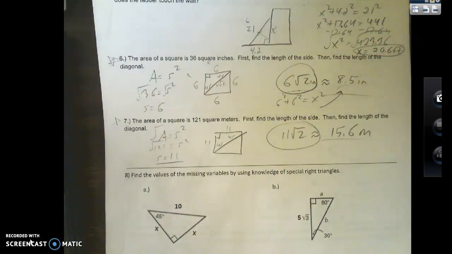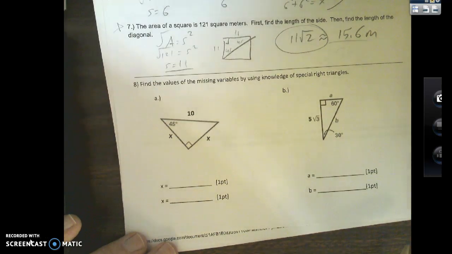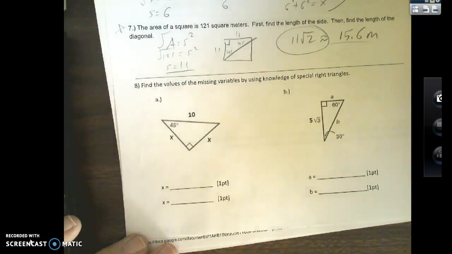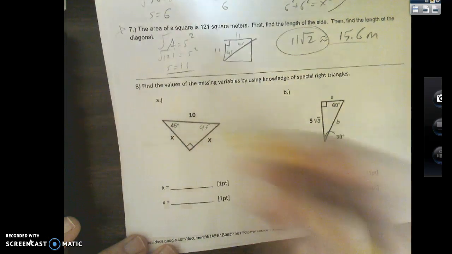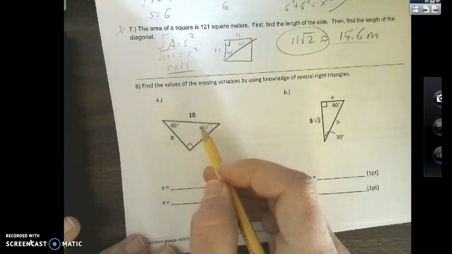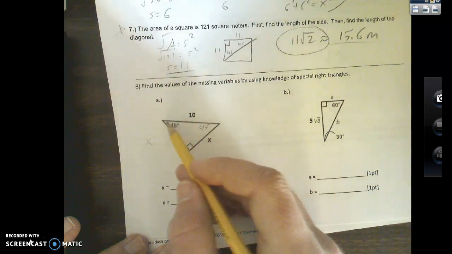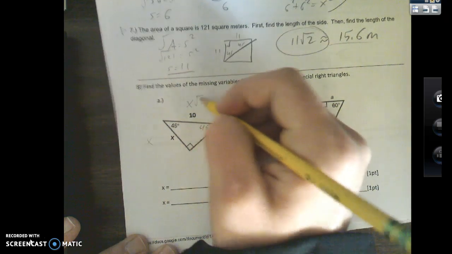We're good to go. Last part here, we spent some time on this in class, and I want to make sure I kind of remind you guys. Find the missing values of variables using knowledge of special right triangles. You have to recognize if it's a 45, 45, 90 or 30, 60, 90. Hopefully it's pretty simple because 45 is here, that must be 45 as well. The ratios we talked about in class: go across from 45, put x. Go across from 45, put x. Go across from 90, put x root 2.